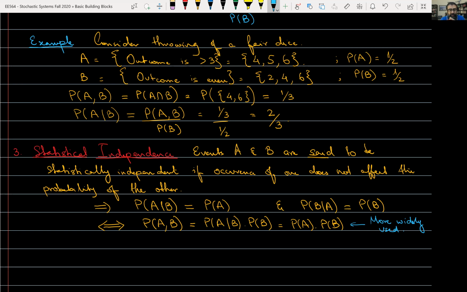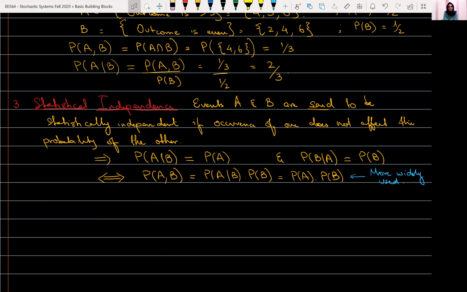So think about this. I'm not going to write this in the notes. What I claim is that if two events which are not null events are mutually exclusive, they cannot be statistically independent. Which basically means if they're statistically independent, they cannot be mutually exclusive. Okay, so think about that.